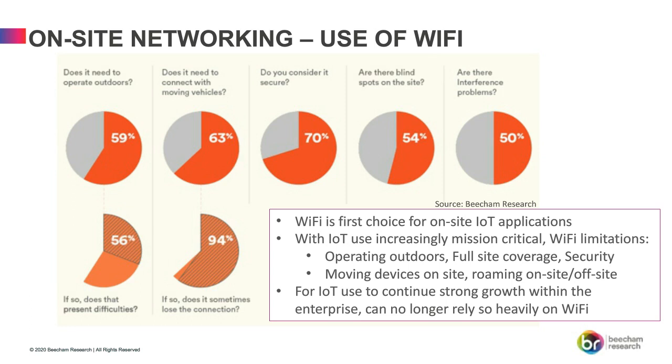So just to summarize: operating outdoors, full site coverage, security, moving devices on site. But then there's also the issue of roaming between on-site and off-site, which, of course, is not something that Wi-Fi can do at all. So for IoT use to continue its strong growth within the enterprise, we believe that the market can no longer rely so heavily on Wi-Fi, but it's reaching its peak of opportunity, if you like. I'll talk a little bit more about Wi-Fi 6 in a short time.